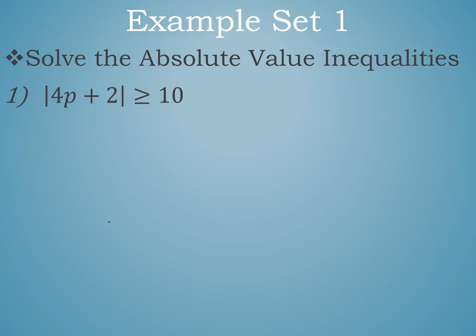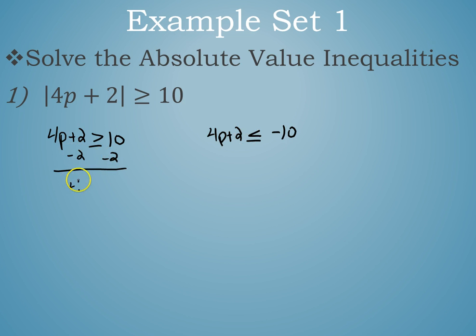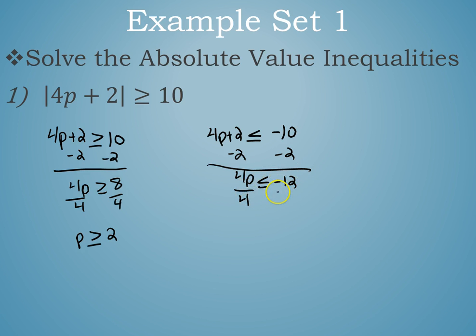So we have the absolute value of 4p plus 2 greater than or equal to 10. Well, we set up two inequalities. 4p plus 2 is greater than or equal to 10. 4p plus 2 is less than or equal to negative 10. Again, negative result, flip the inequality. So we subtract 2 from both sides. 4p is greater than or equal to 8, divided by 4, p is greater than or equal to 2. Here we subtract 2 from both sides. 4p is less than or equal to negative 12. We divide by 4. p is less than or equal to negative 3.